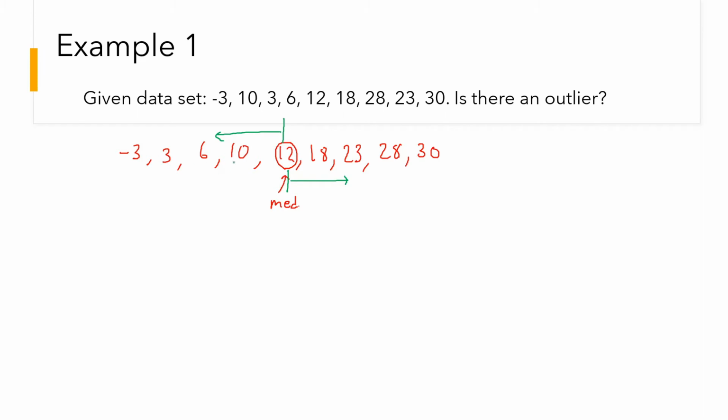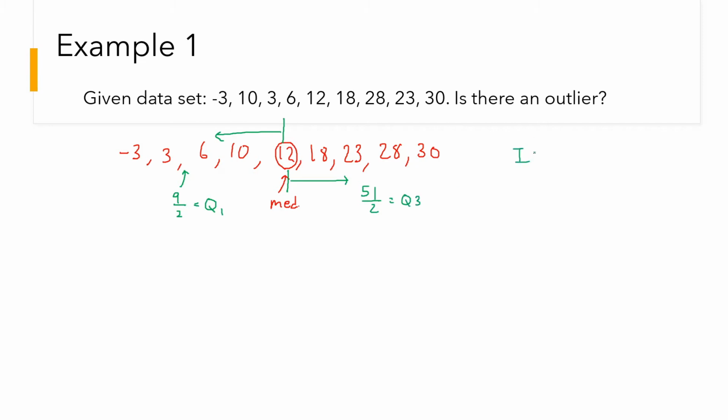The middle number from the lower half will be known as Q1, the first quartile. The middle number from the upper half is known as the third quartile. The middle should be between 3 and 6 over here. The average of 3 and 6 is 9 over 2, so this is known as your first quartile. Now the third quartile is in between 23 and 28, so the average of that will be 51 over 2, which is known as your third quartile.